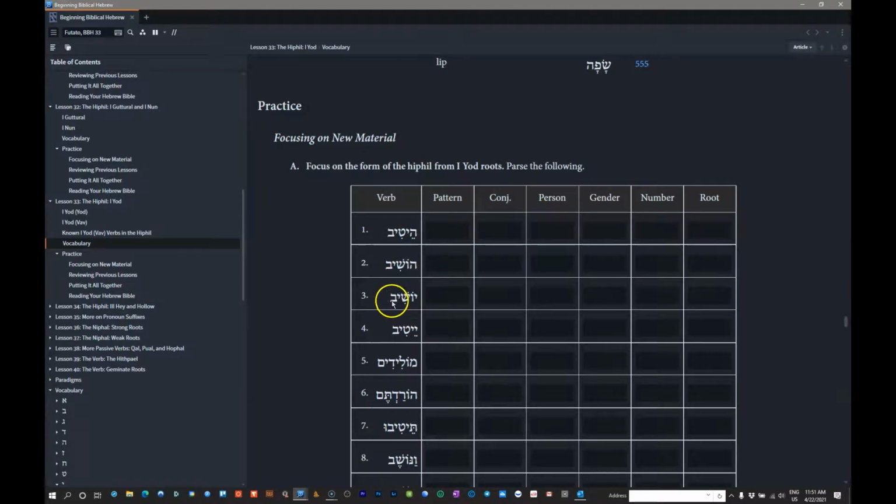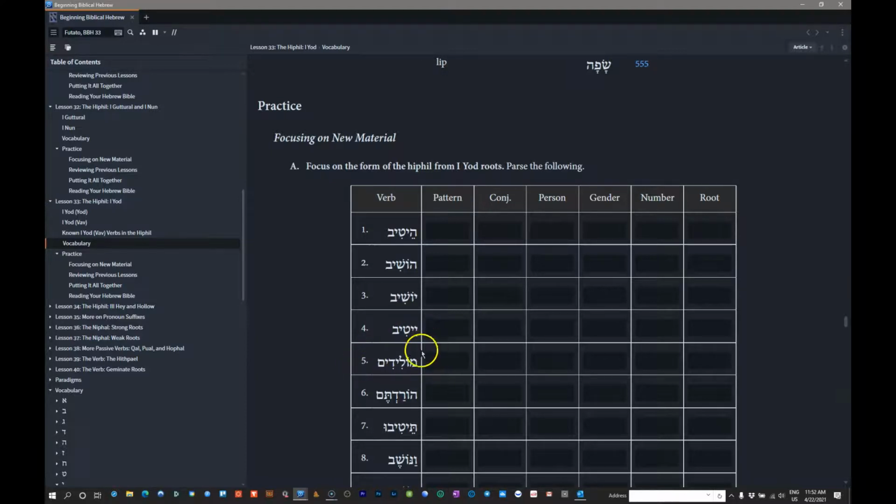Now, for yoshiv, we can tell, because the yod has covered up the hey. This is a prefix letter. We know this is imperfect. We know it's imperfect and not jussive because jussive would be a sere here. So we know that this is a Hiphil imperfect 3ms form of yashav. Number 4, again, we know this is imperfect because we've got an imperfect vowel, the yod. So this is going to be a Hiphil imperfect 3ms form of yatav.